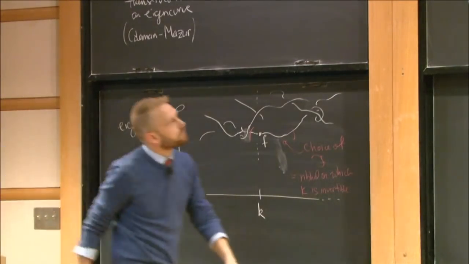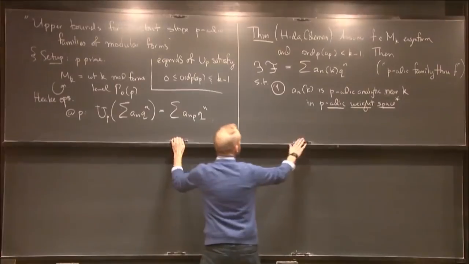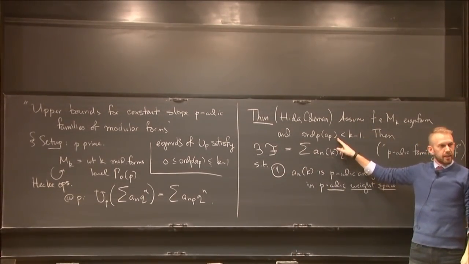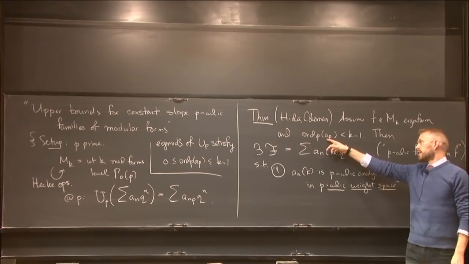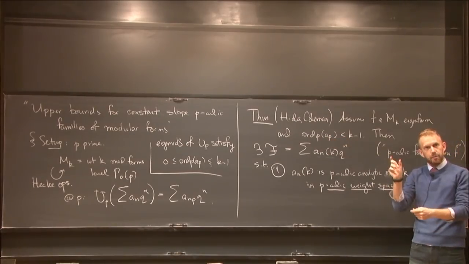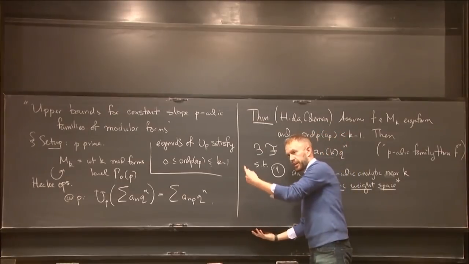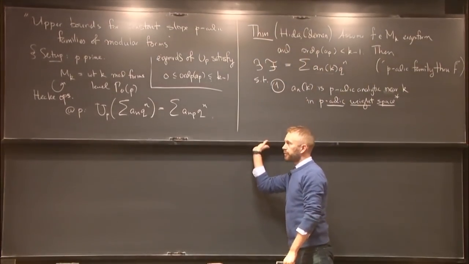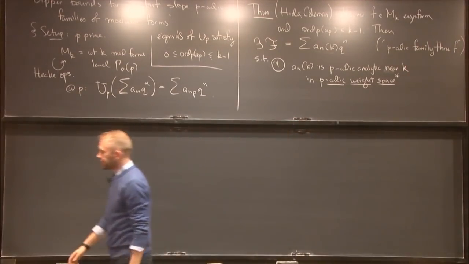And this is where this sort of weird-looking hypothesis enters into the picture. So this hypothesis where you avoid the possibility that the p-adic order is exactly k minus 1 is a hypothesis that guarantees the weight map is invertible at F. And so it's invertible on some neighborhood. Okay.